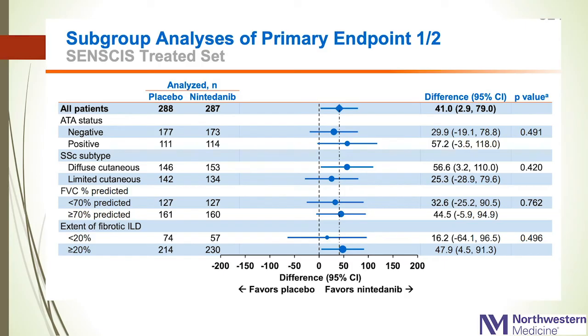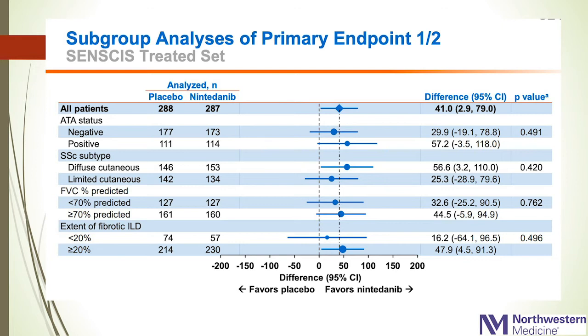This is a subset analysis, and I want to point this out because subset analyses never have a robust population of patients, and so often things don't meet statistical significance because you're looking at just a subset of the entire group. But one thing we did see here was that the difference held across a lot of different groups. So your antibody status didn't matter, whether you had diffuse disease, statistically it didn't matter.